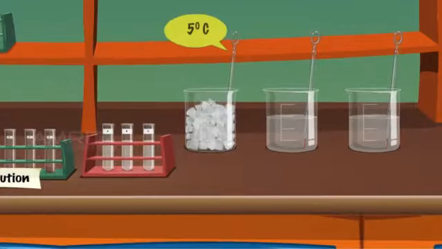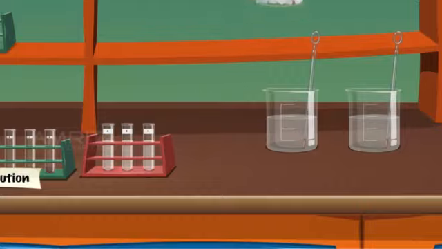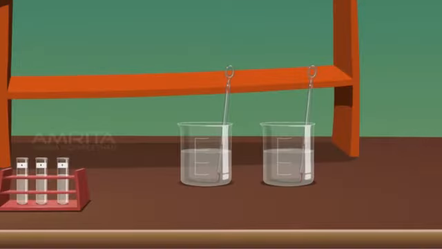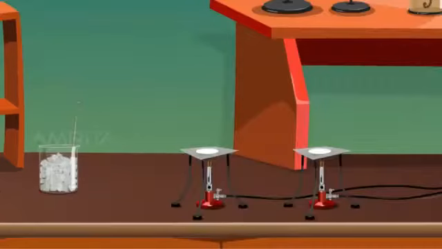Maintain the temperature of the beaker containing ice cubes at 5 degrees Celsius. Take the beaker containing ice cubes and keep it on the table. Take another 2 beakers containing water and heat over the Bunsen burner.